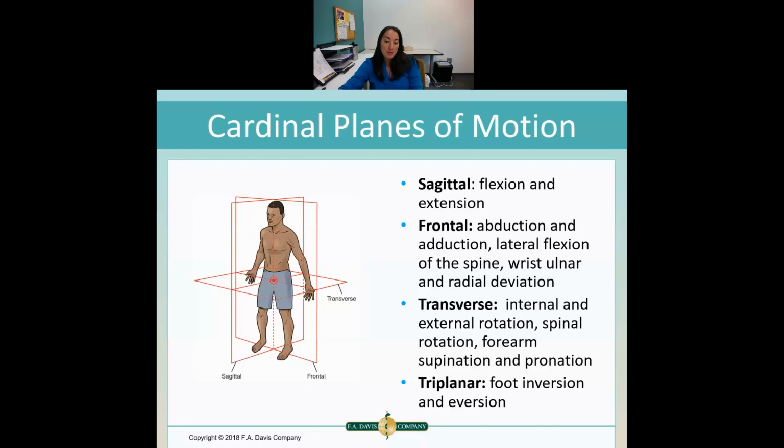And if it's triplanar, of course, it's various planes. It's two or more planes being used at the same time. So more of your diagonal patterns, inversion, eversion movements like that. Supination, pronation, combined movements.